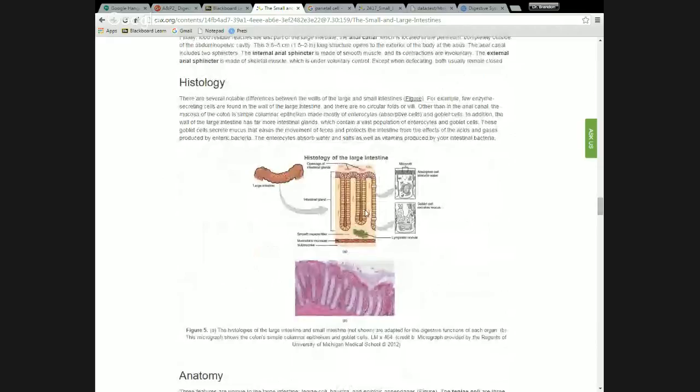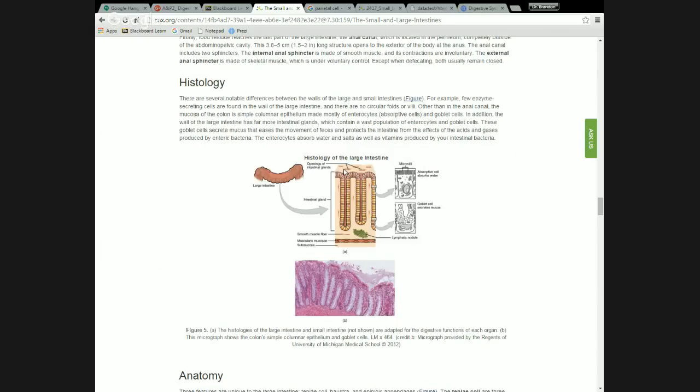The histology picture is similar to the one in the stomach, except that it doesn't have very complex glands. All that the intestinal glands are doing in the large intestine is making a water-rich mucus, which helps to lubricate the surface of the large intestine so things can move on there.